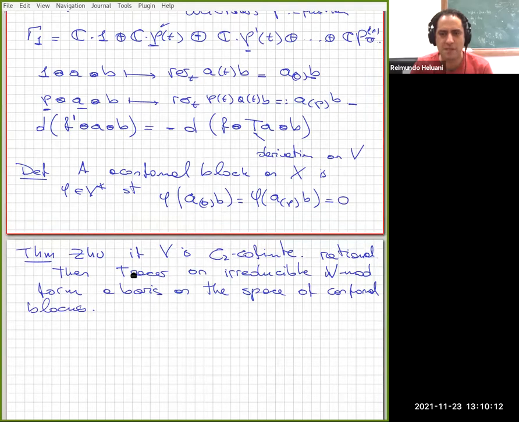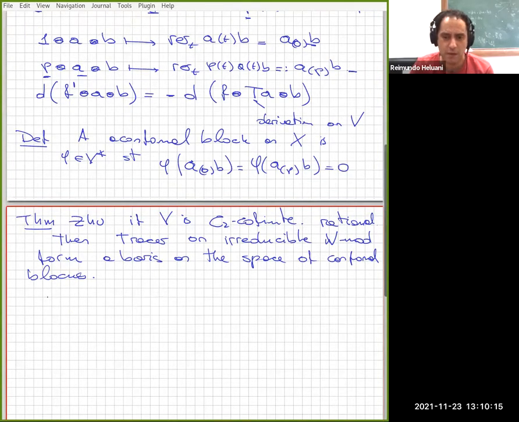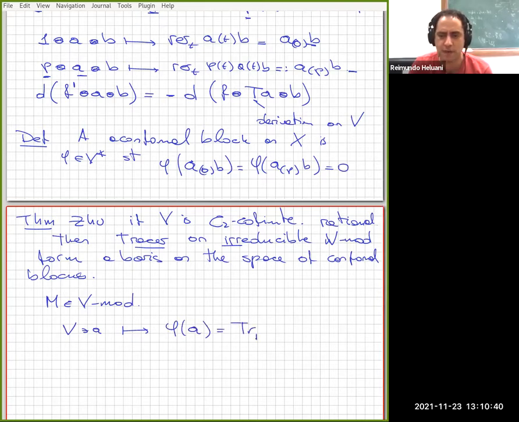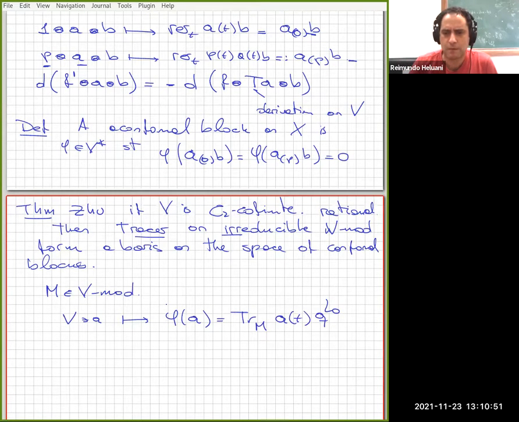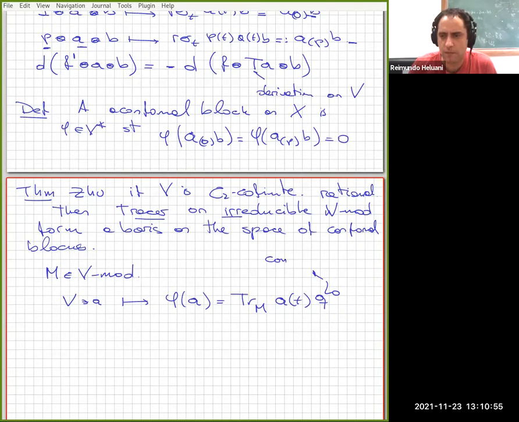So typically, what we would say is something along these lines: you have a module, a V-module M, and I want to define what traces on this M are. You grab your vector A in V and send it to phi of A, which is the trace on M of A of t q to the L_0. This comes from the conformal structure of V. That didn't play any role before.